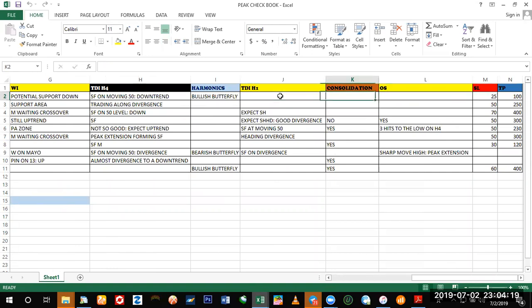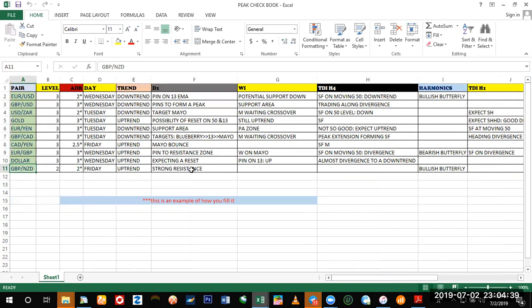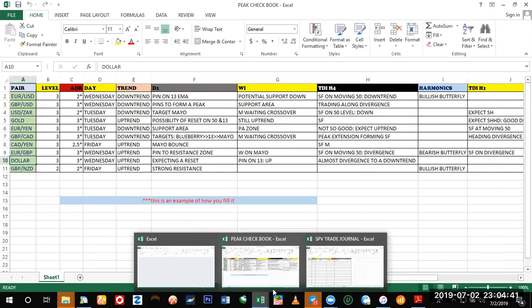So if it's a peak, you will say that if there is a consolidation or there is an outside structure, and you hunt for the peak there. So these are the stop loss and the TPs that I use for a swing trade. So this is a pick checkbook. It helps you in analyzing.